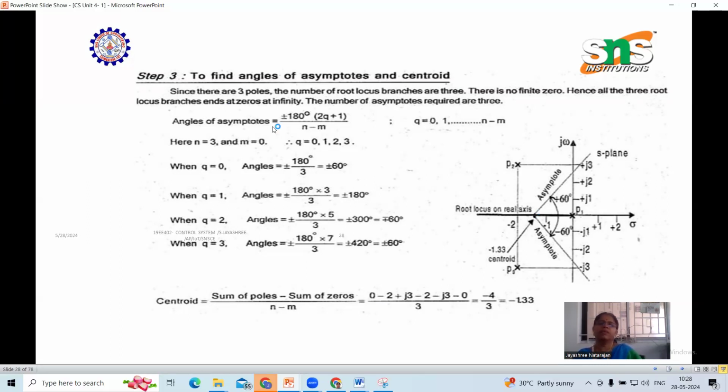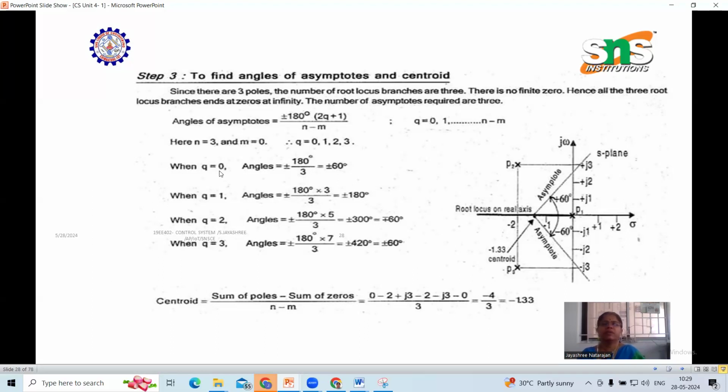Then, to find the angle of asymptotes, what is my formula? Plus or minus 180 times (2q plus 1) divided by n minus m. For n minus m, n is 3, m is 0. So the q values are starting from 0, 1, 2, 3.